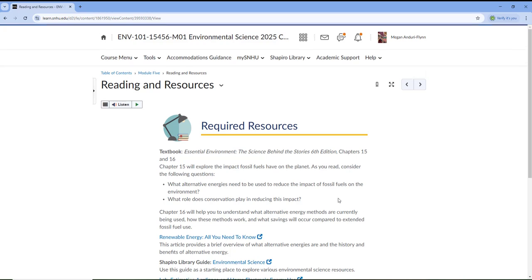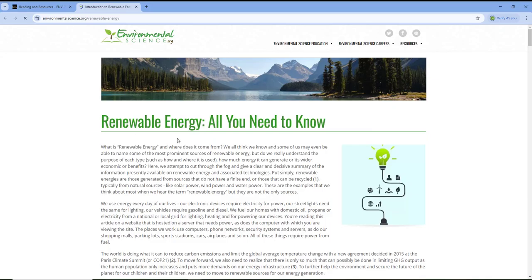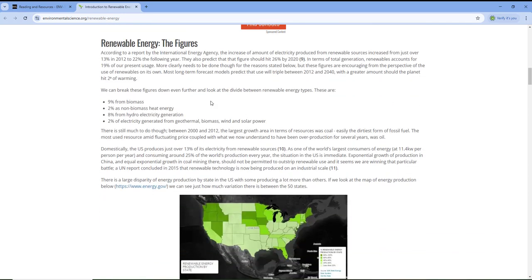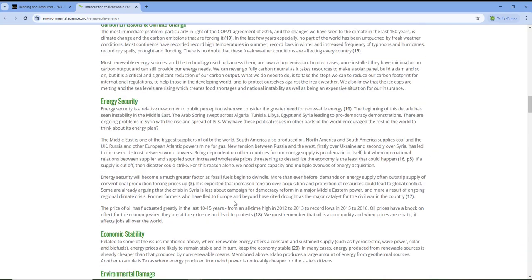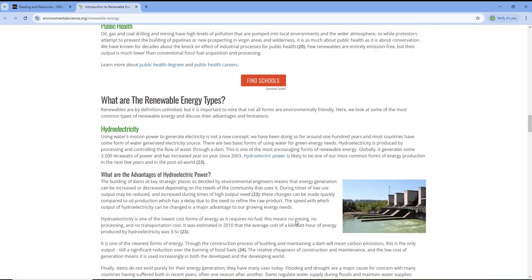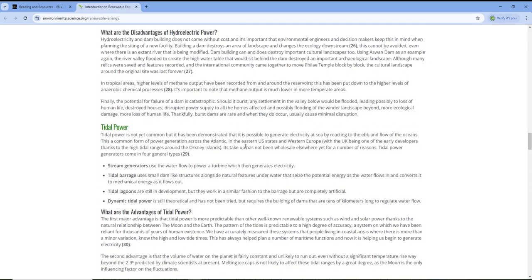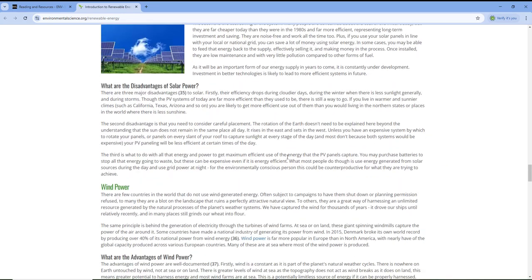We also have an article, Renewable Energy, All You Need to Know. With that article, it goes pretty extensively into all of the history, the types, where we get it from, and all sorts of information. So you can go ahead and take a closer look at the different types of energy, what they do, what's the advantage, what are the disadvantages, and things like that.